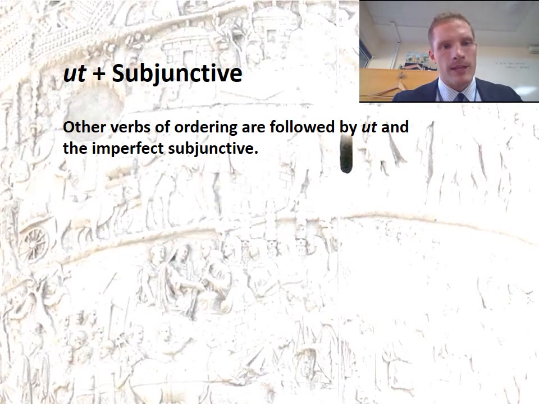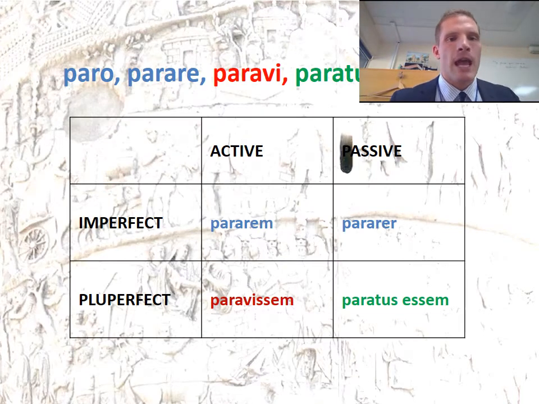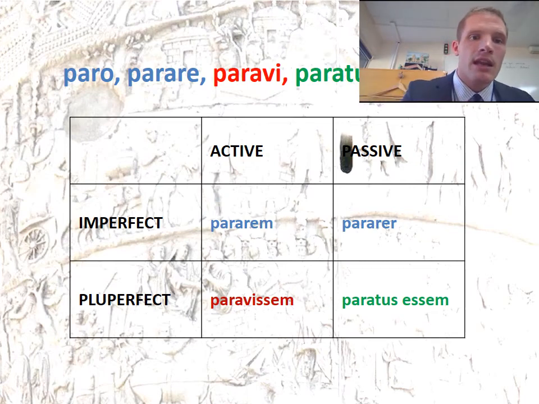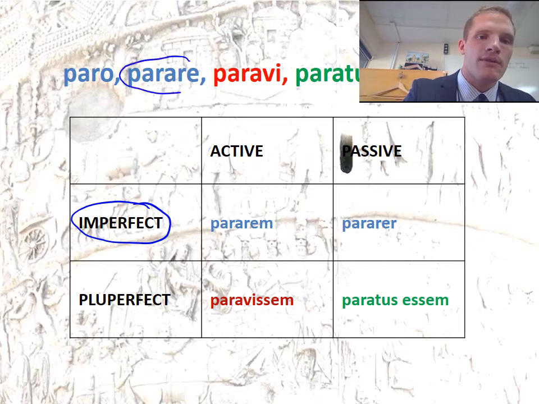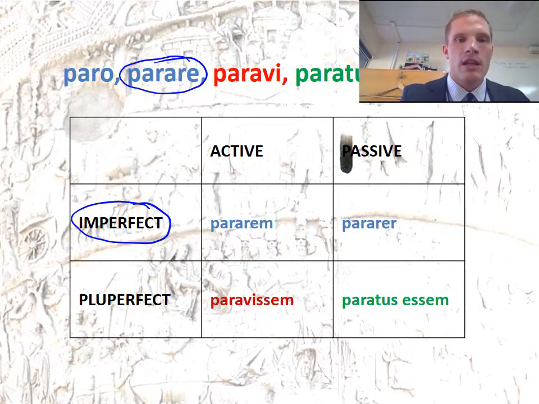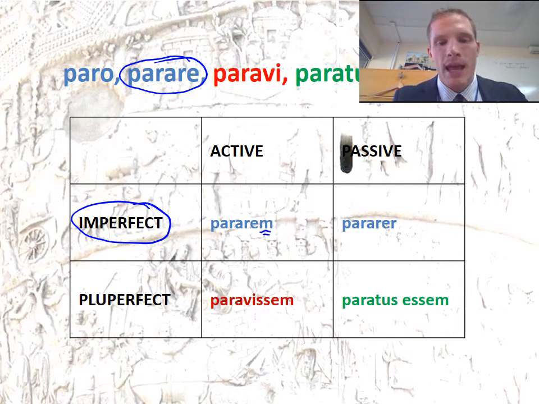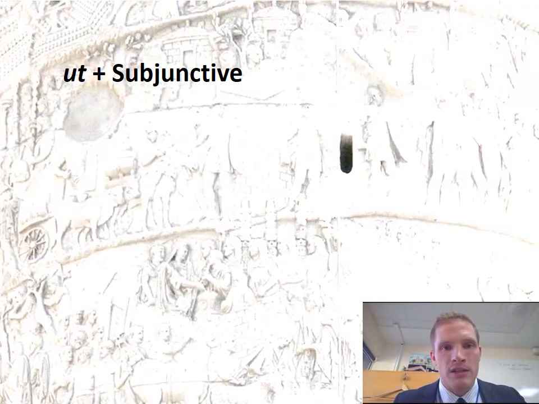The other way of doing it is using ut and using the subjunctive, and in particular it's going to be the imperfect subjunctive. It's worth just quickly reminding ourselves how we form the imperfect subjunctive. If we look at the principal parts of paro up at the top, for the imperfect we're focusing on these first two principal parts, and in fact particularly the second one, because what we do is we use our infinitive, and all we have to do is then add our personal endings. So m, s, t, mus, tis, nt in the active, and actually the passive is nice and straightforward as well, because all we have to do is add the passive endings. So that's a quick reminder about how we form the imperfect subjunctive.